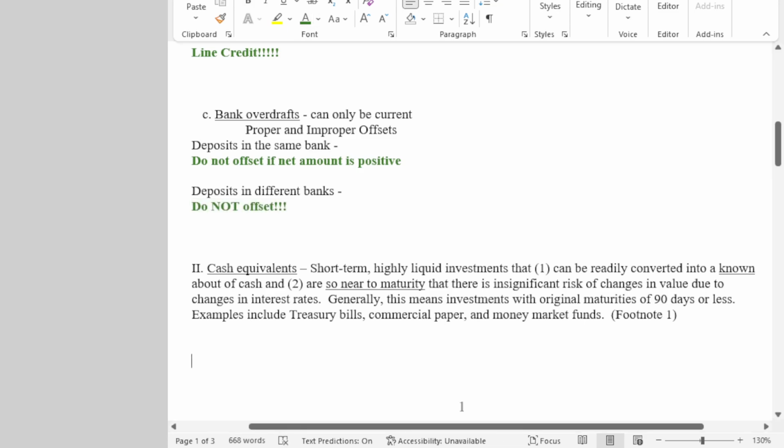Okay, cash equivalencies. Short-term, high liquidity investments, readily converted into known amounts of cash, so near maturity that there is insignificant risk of change in value due to changes in interest rates. Okay, investments of 90 days or less: Treasury bills, commercial papers, money market funds, CDs. This is the best way to think of this one.